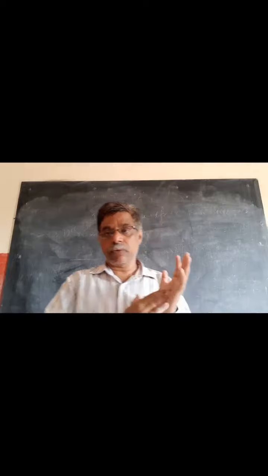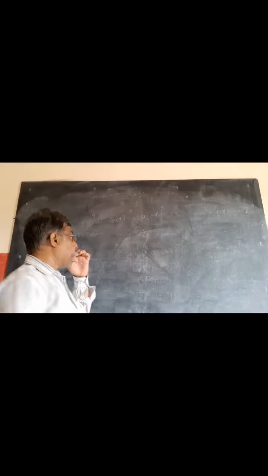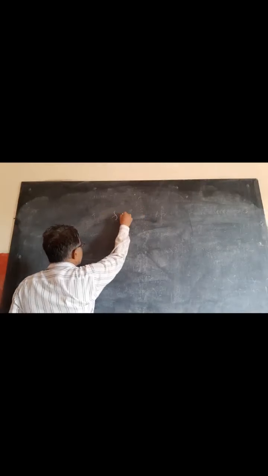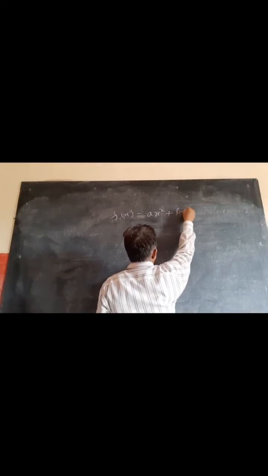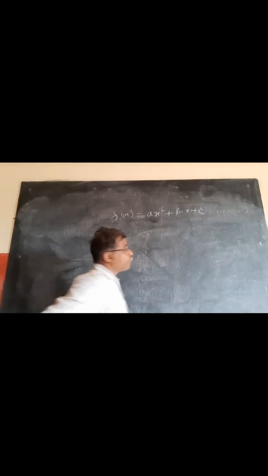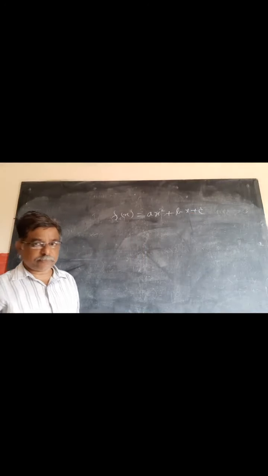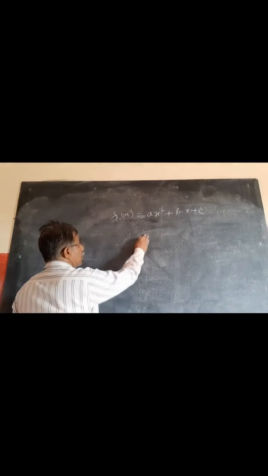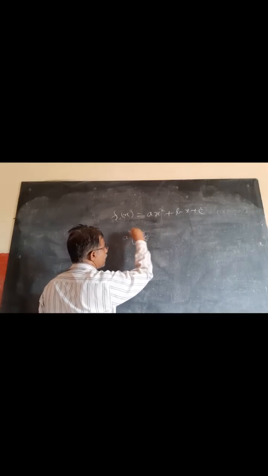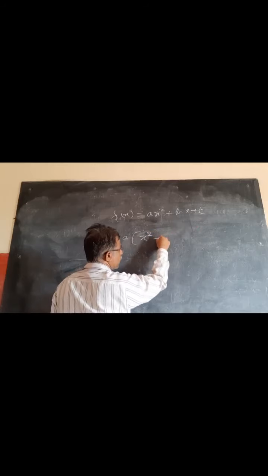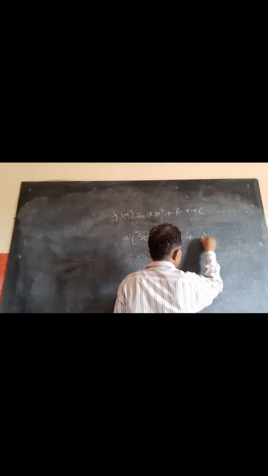Next we will discuss the maximum and minimum values of the expression f of x equal to ax square plus bx plus c. The maximum and minimum values of the expression. So, if we take a common, this becomes f of x divided by a on both sides. We get x square plus b by a x plus c by a.